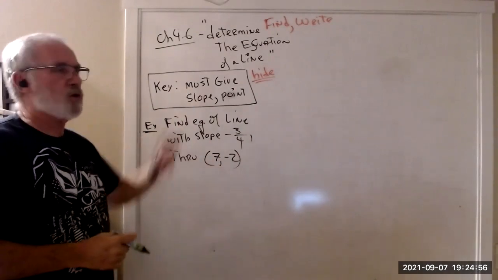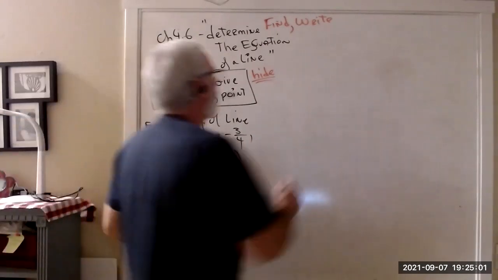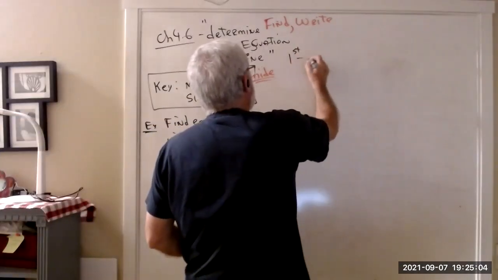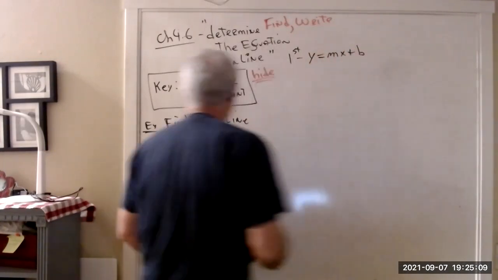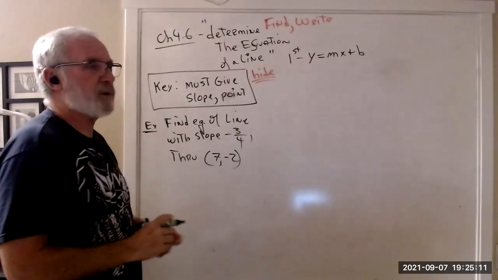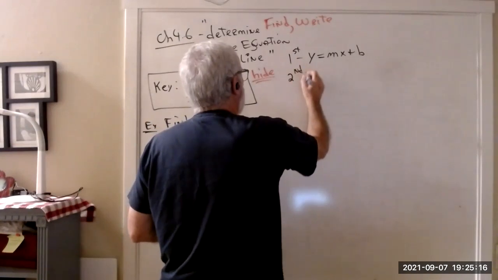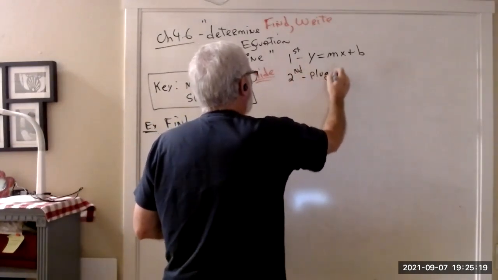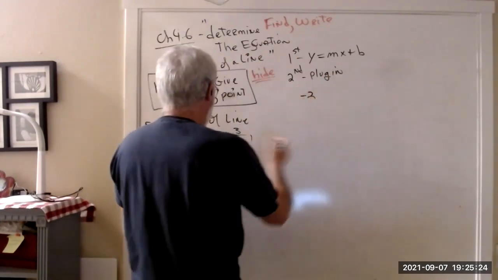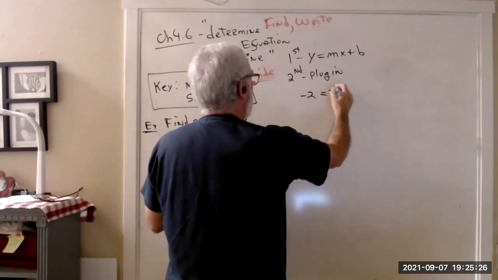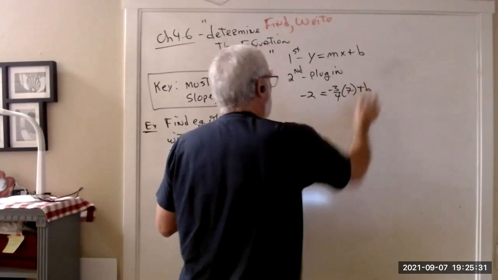So I've given you all of the information you need. Okay, now here's how we go. The first thing we do is we start with this formula. Okay, that's the first thing we do. The second thing we're going to do is plug in everything we know. For example, -2 equals -3/4 times 7 plus b.